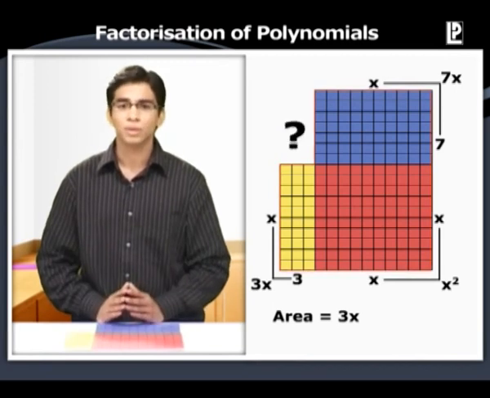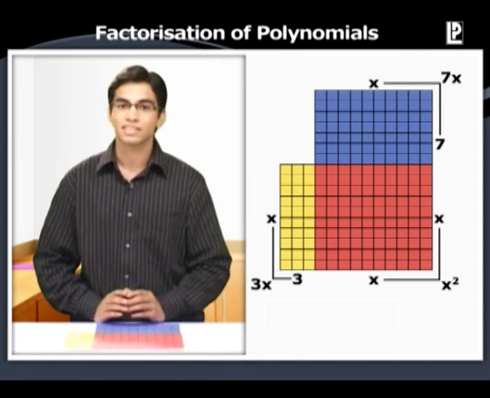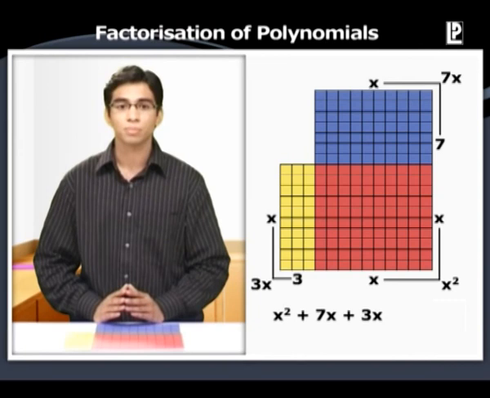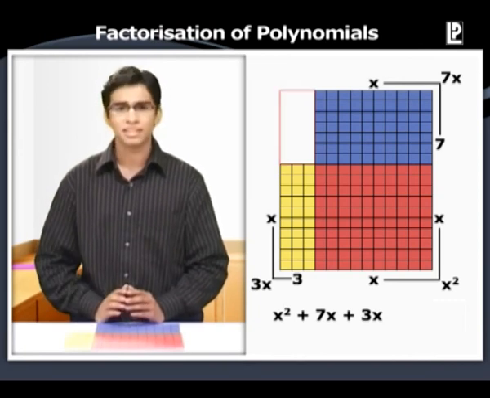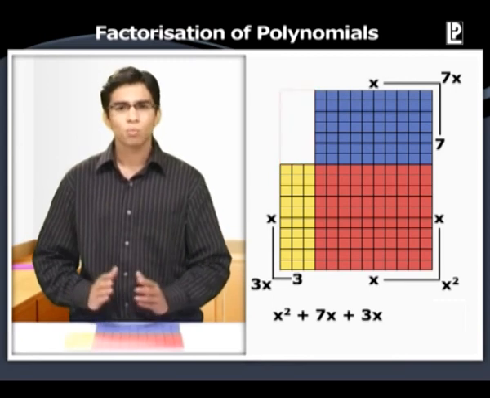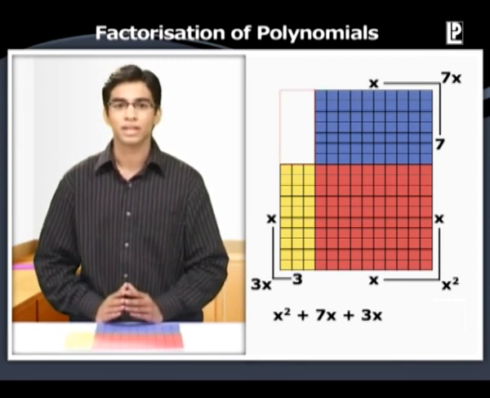What do we get when we add the areas of these three grids? Yes, it's x square plus 7x plus 3x. But the arrangement is not complete yet. We have a rectangular grid that is missing here. What do you think will be the area of the grid needed to complete the arrangement?